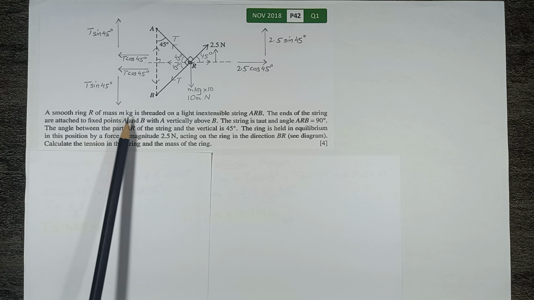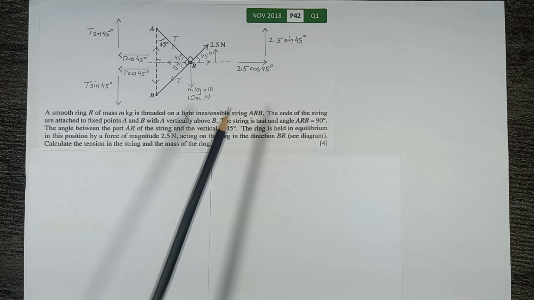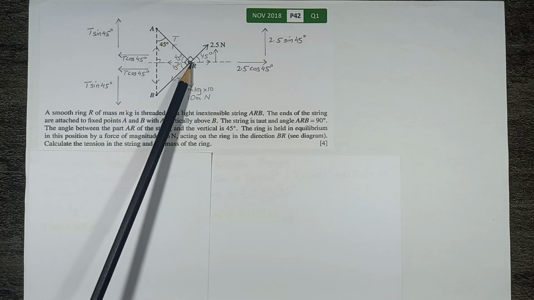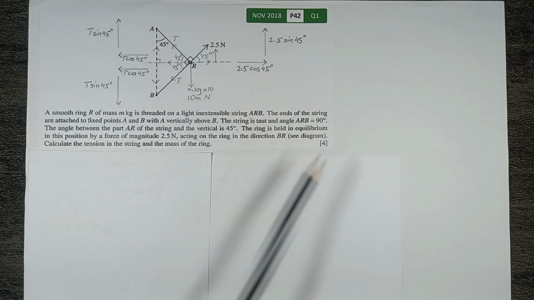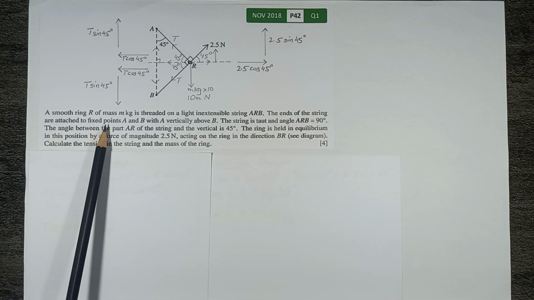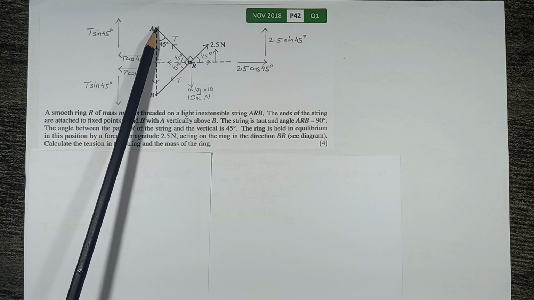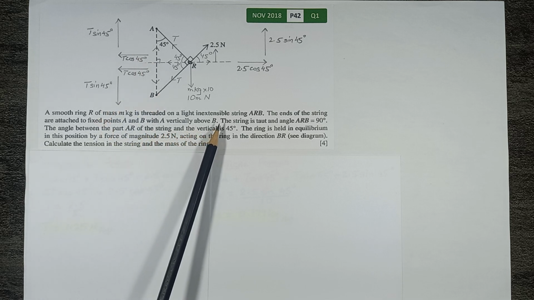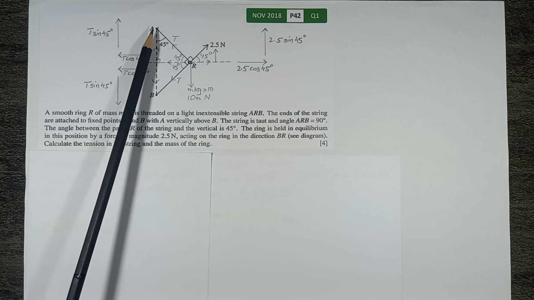Ring R of mass m kg is threaded on a light inextensible string ARB. So basically it is a ring, and we have a string ARB passing through the ring. This is simply one string, not two strings. The ends of the string are attached to fixed points A and B. So this is a single string with its two ends attached to points A and B, and A is vertically above B, and we can see that yes, A is exactly vertically above B.